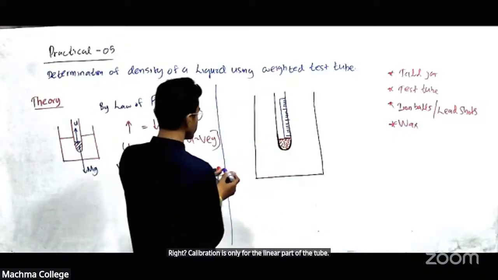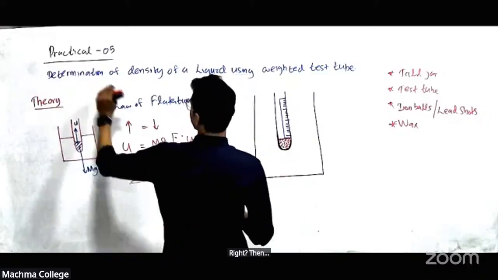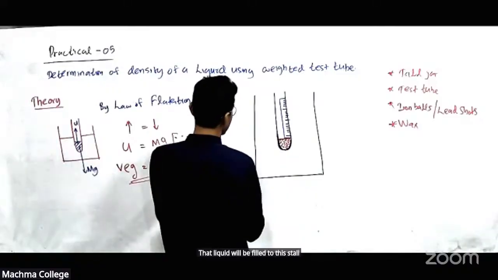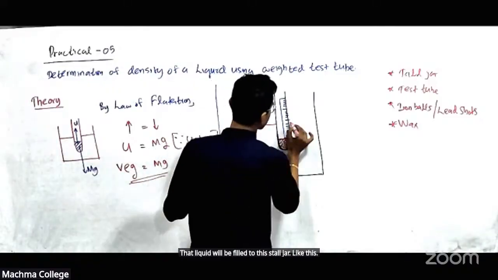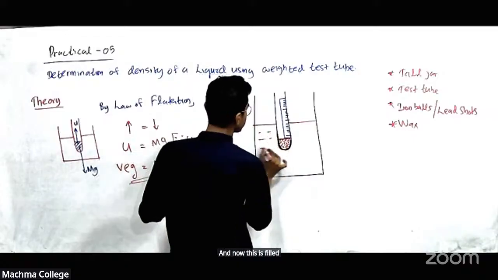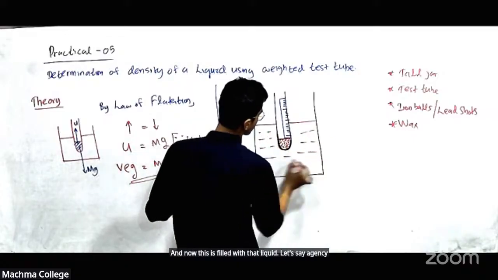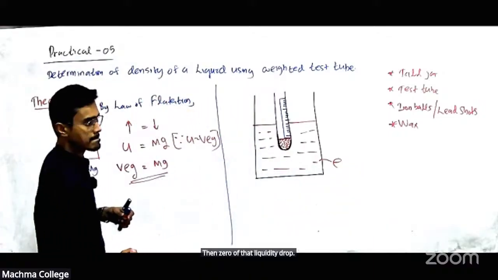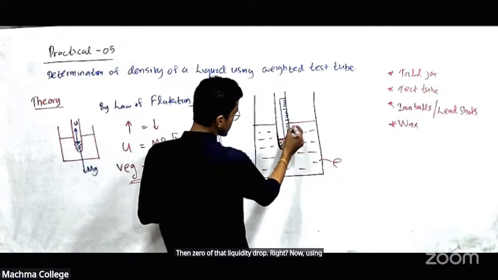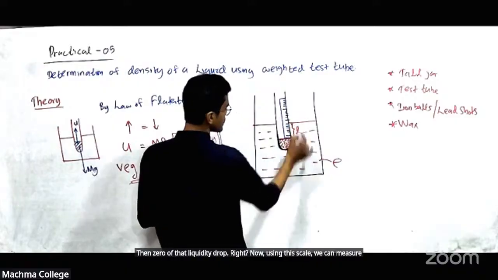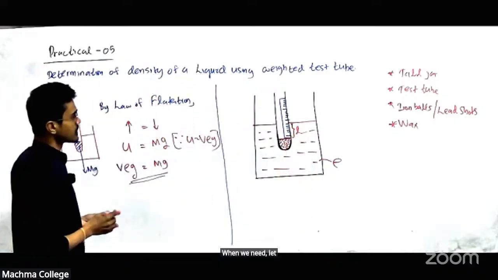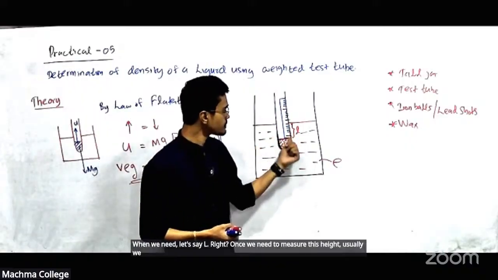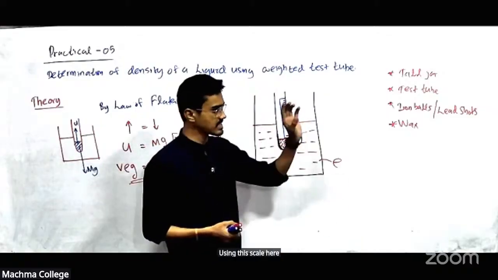Then, now we have a liquid to determine density. That liquid will be filled into this tall jar like this. And now this is filled with that liquid. Let's say the density of that liquid is rho. Now, using this scale, we can measure this height easily when we need. Let's say L. We have pasted the scale.